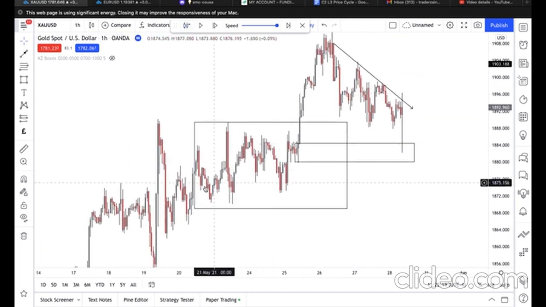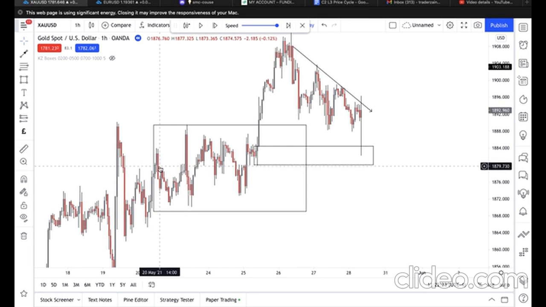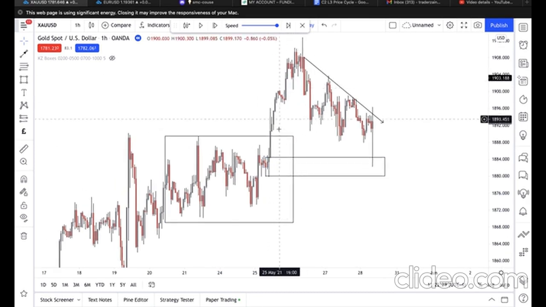What can we identify here? A consolidation phase, right? Once we spot our consolidation phase, we wait for the expansion, and we got that expansion right over here. Price expanded to the upside. When price expanded, what did it create? Inefficient price action, right? And it left a very nice demand zone. Look at that indecision candle.